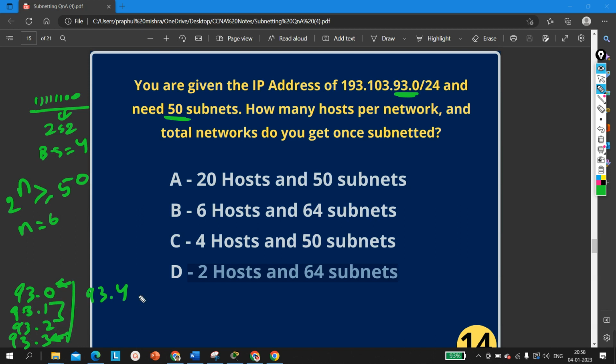There are 2 valid IP addresses in each network. And how many networks will you get? If you use n equals 6, definitely you will get 64 subnets. So definitely answer D is right.